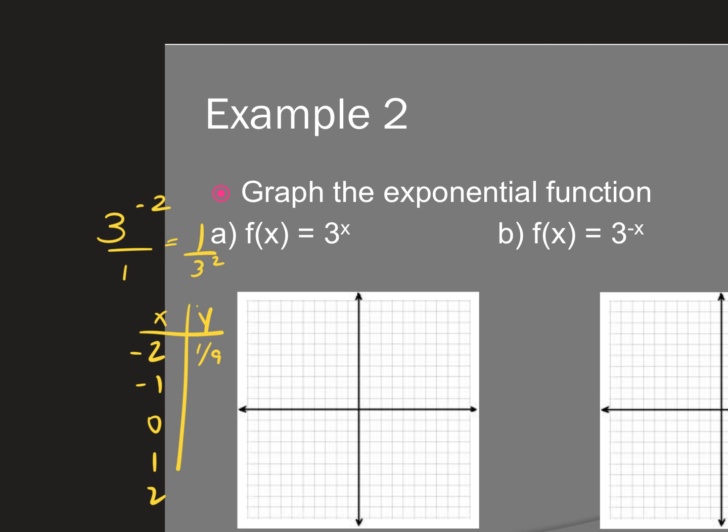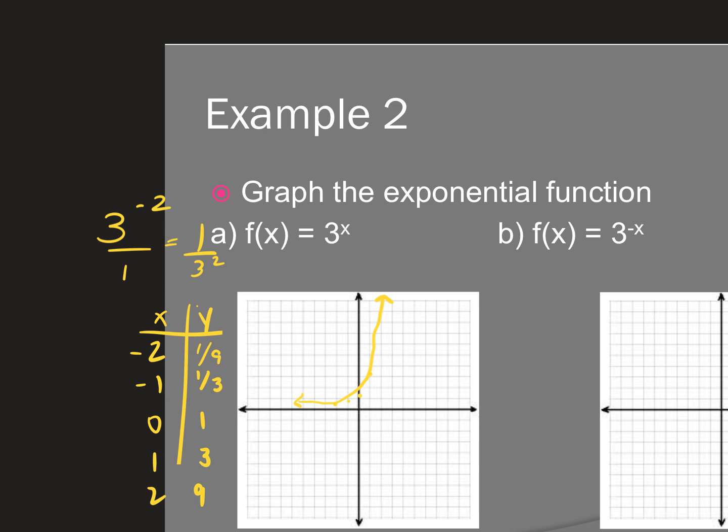So what's 3 to the -1? 1/3. What's 3 to the 0 power? 1. What's 3 to the first power? 3. What's 3 to the second power? 9. Okay. So at -2, I'm at 1/9 there. At -1, I'm at 1/3. At 0, I'm at 1. At 1, I'm at 3, and then at 2, I'm at 9. So my graph looks something like this. Do you see how it starts off slow but grows quickly?